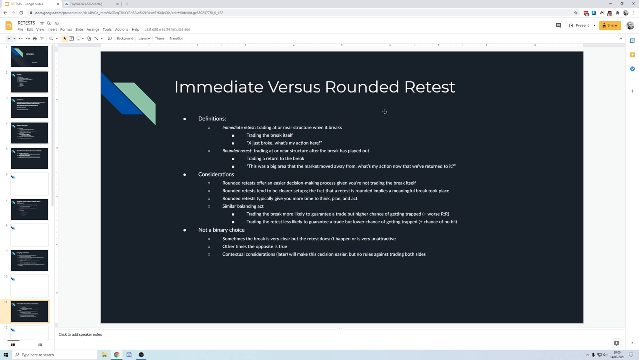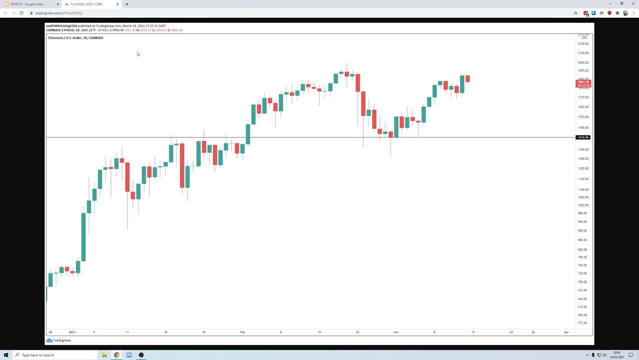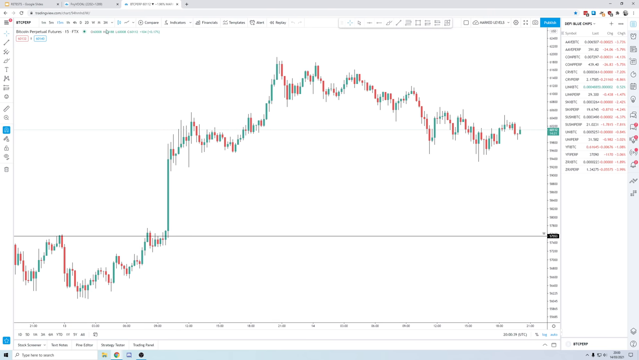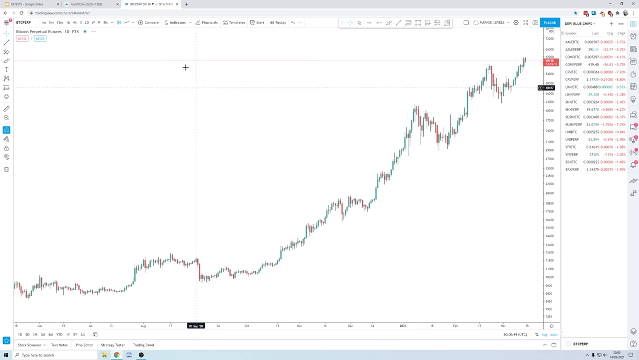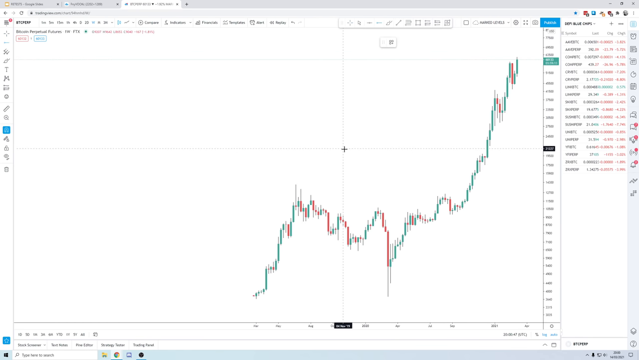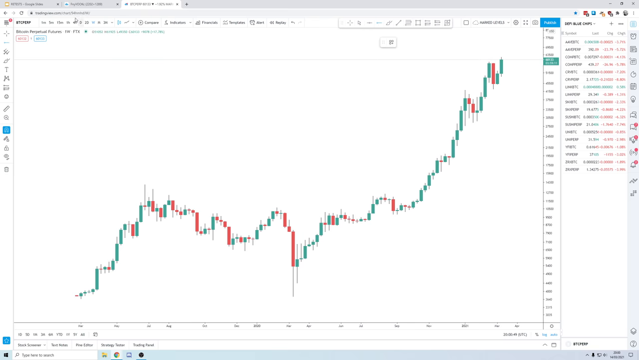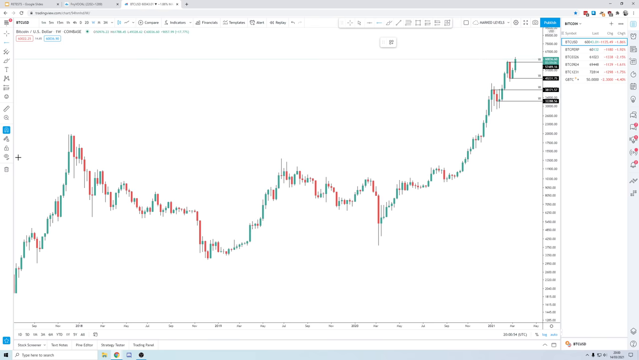Okay? Now, of course, on the other side of things, if you trade the retests, you're less likely to guarantee a trade, right? Bitcoin dollar on the daily time frame probably being the all-time example of that. I'm going to bring that up right now, actually, because it's quite useful to have. So let's say your idea was to trade the 20K Bitcoin breakout. Let's take the Coinbase chart. Bitcoin, Coinbase, there we are. So 20K breakout level.